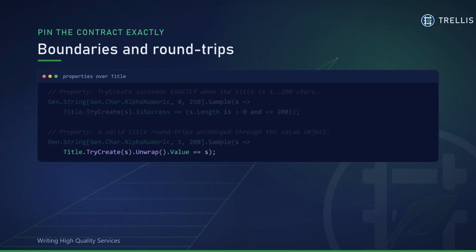The second is a round trip. Any valid title, run through TryCreate and back out as a value, should come back exactly as it went in, nothing silently mangled or truncated. These two properties, checked over hundreds of cases each, lock down the entire contract of the type.